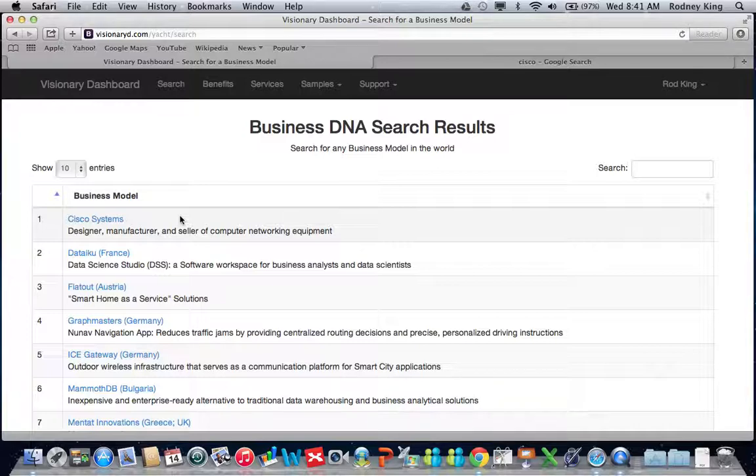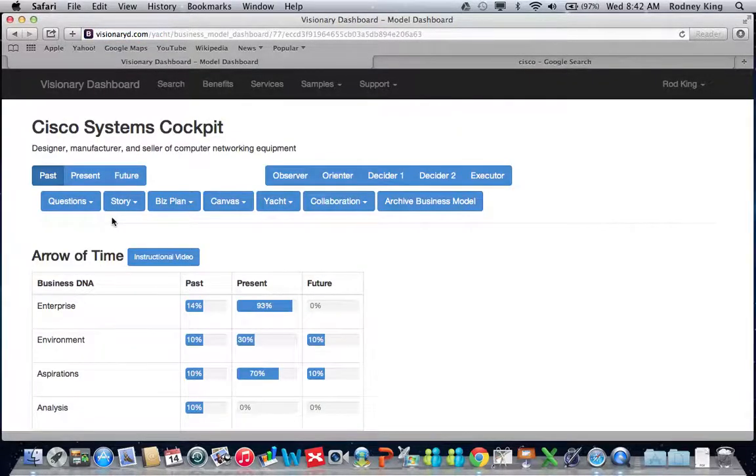He sees that there are 7 items, with item number 1 referring to the business model of Cisco. He clicks on the Cisco Systems link, and here he is presented with the Cisco Systems Cockpit. The cockpit shows the past, present, and future business model of Cisco, and it shows that the business model can be seen at various levels: from an observer's point of view, from an orienter's point of view, from a decider's point of view, and from an executor's point of view.